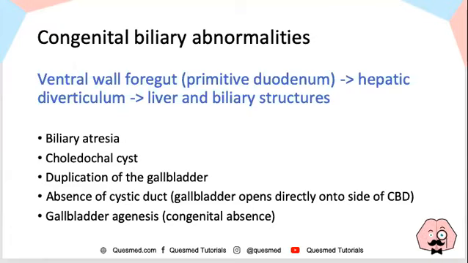So a duplication of the gallbladder, where the patient has 2 gallbladders, occurs in approximately 1 in 5,000 patients. Some patients may have a complete absence of the cystic duct, therefore the gallbladder opens directly onto the side of the common bile duct. And approximately 1 in 10,000 have no gallbladder at all.